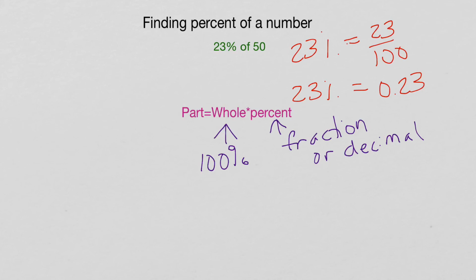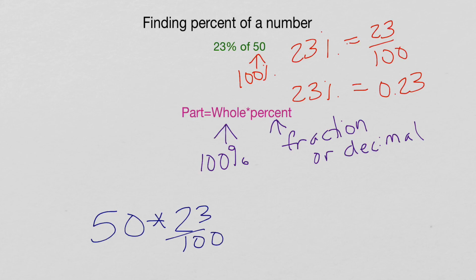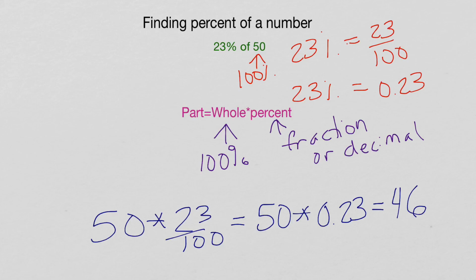Our whole in this case is 50. So 50 is equal to our 100%. So if we were going to solve for the part, we would do whole times percent. So we're going to do 50 times 23 hundredths, which is 50 times 23 hundredths as a decimal, which gives you 46. So 23% of 50 is 46.